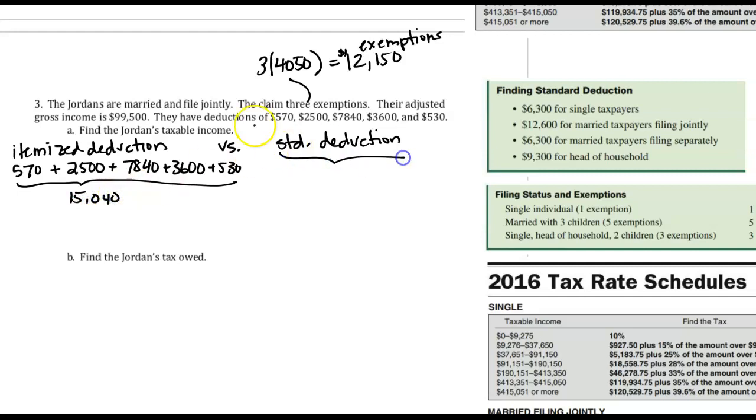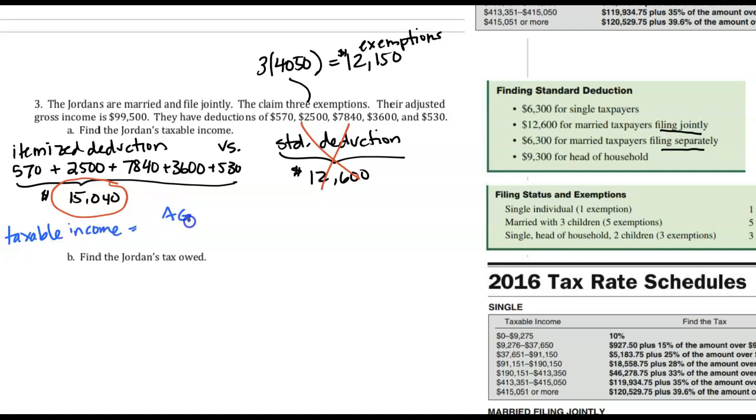The standard deduction for someone married and filing jointly, so I look up married, and here it says filing jointly compared to filing separately, so we want filing jointly, is $12,600. Again, we want to keep the better choice for us, and the better choice is the more we can deduct. So we want to deduct the higher amount, and we're going to keep that itemized deduction this time.